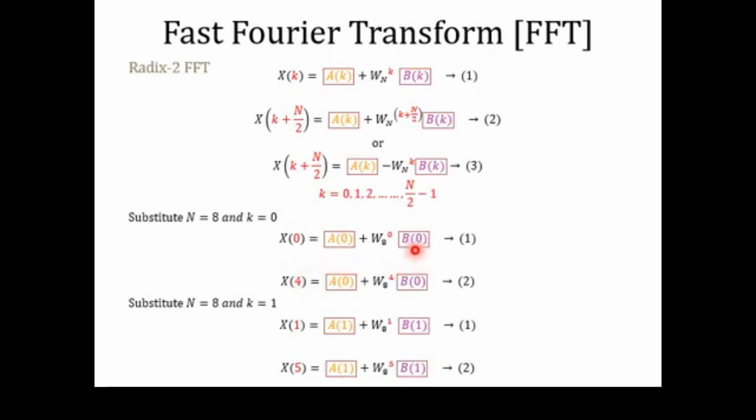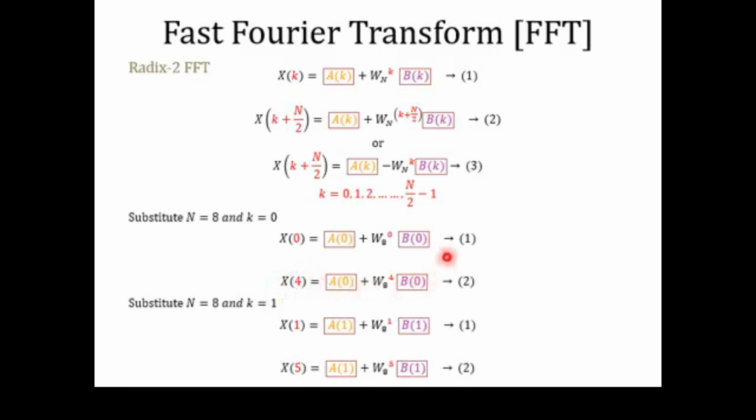Similarly, b of 0 is also contributing in the calculation of the same frequency components, x of 0 and x of 4, which means that every single 4 point DFT output will contribute in the calculation of two frequency domain components of the 8 point DFT output. This is how we can make 8 point DFT output with the help of 4 point DFT outputs. Each 4 point DFT output has to contribute in the calculation of two frequency components of the 8 point DFT output.